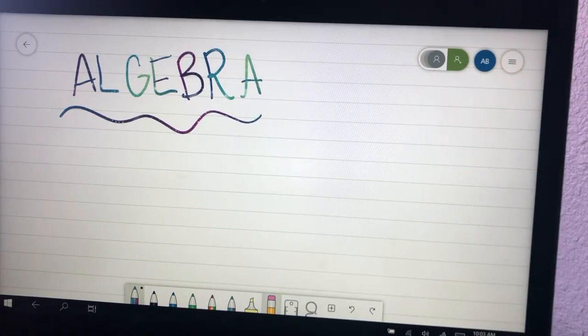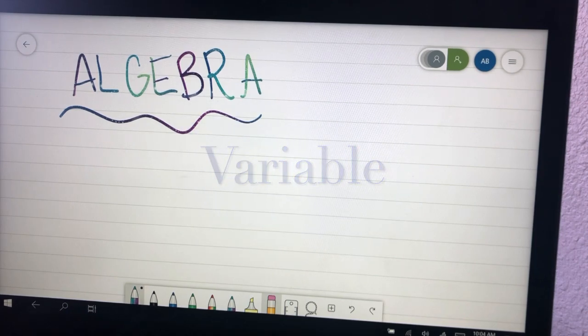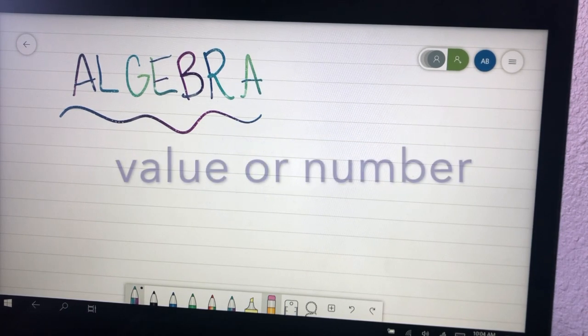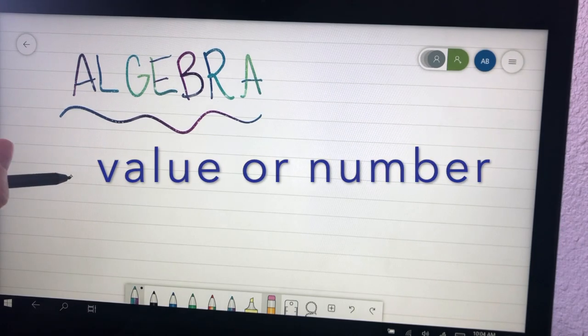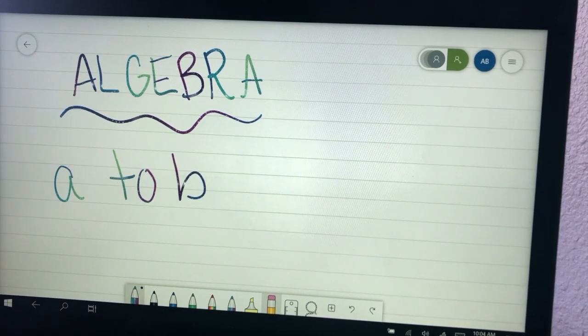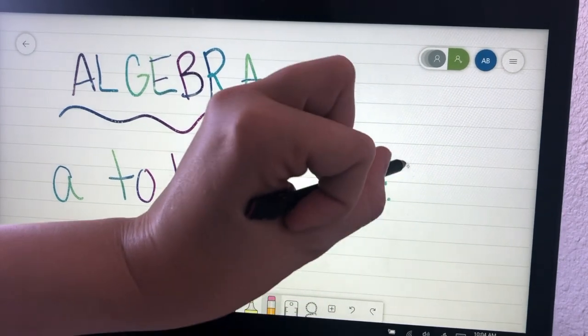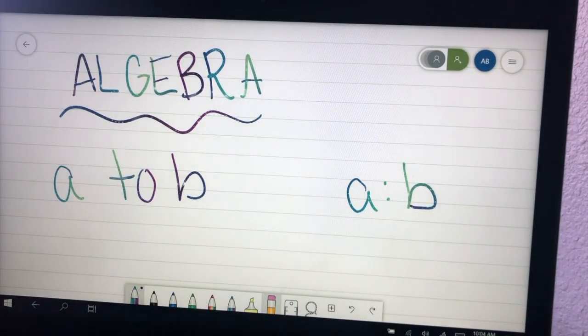Now let's get down to the algebra of ratios. If I'm going to write this with variables, remember a variable is a letter that stands for an unknown number or value. There's 2 ways I can write this. With words, so A to B, or I can use a colon, A:B. Those are 2 different ways that I can write ratios.